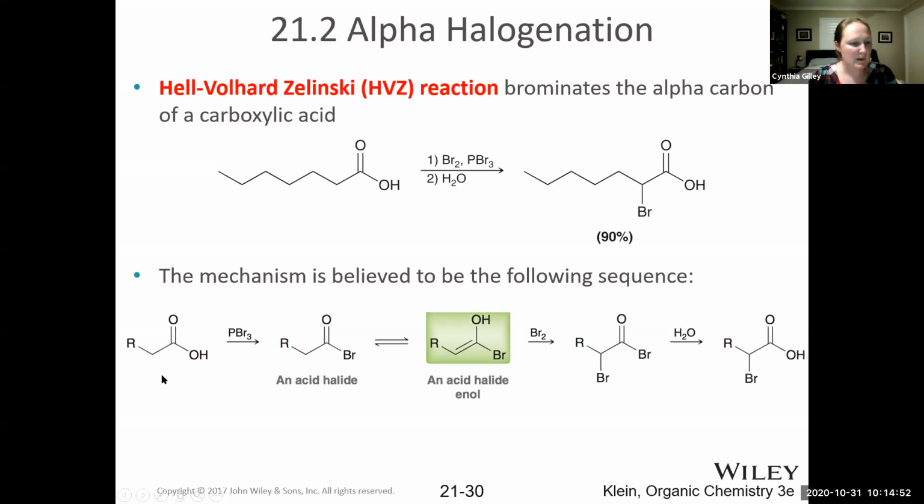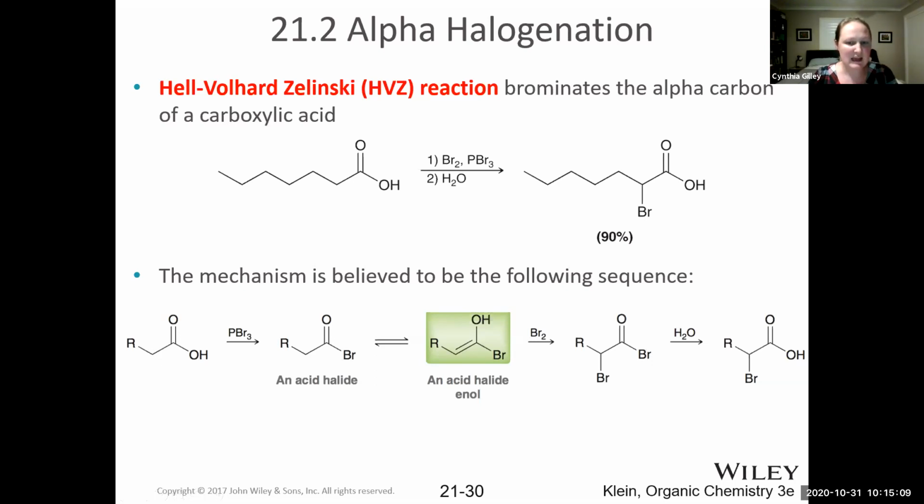Let's start with a carboxylic acid. This is drawn as just a generic carboxylic acid, but notice they included the alpha carbon because we're going to need to utilize the alpha carbon to introduce a bromine at that position in this reaction.